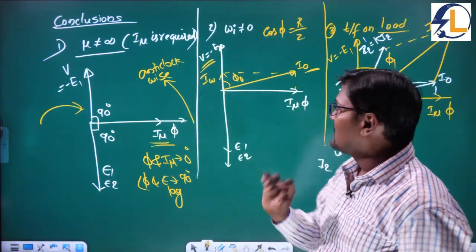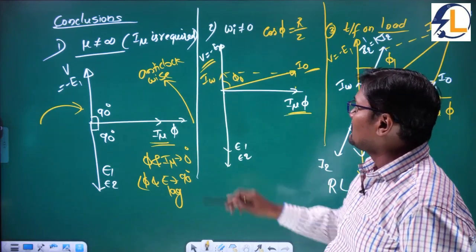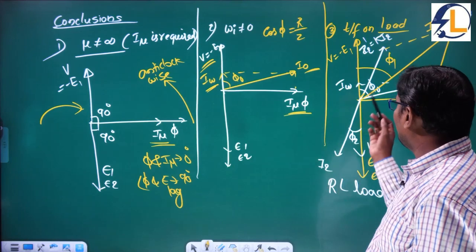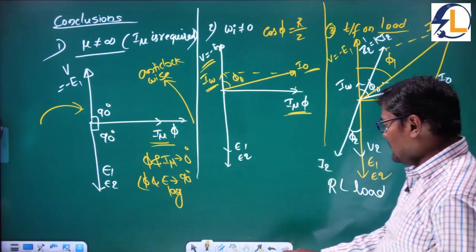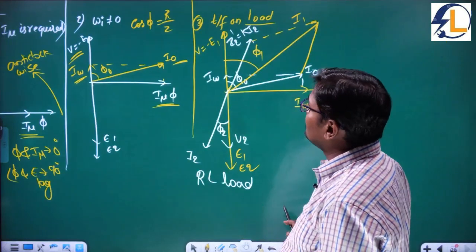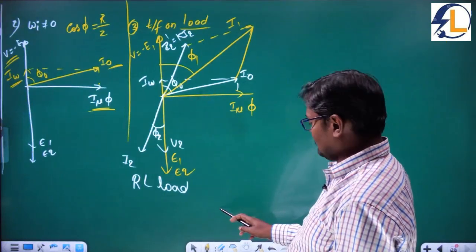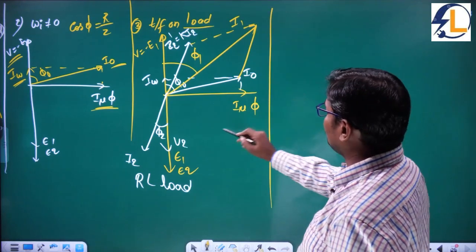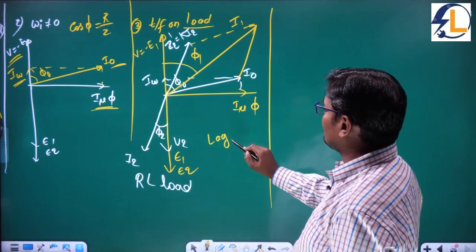Now, with the consideration of iron losses, we are again considering the finite permeability also. This is for finite permeability. This is to meet the core losses. And suppose he may ask for the phasor diagram on leading power factor. So this is for lagging power factor.